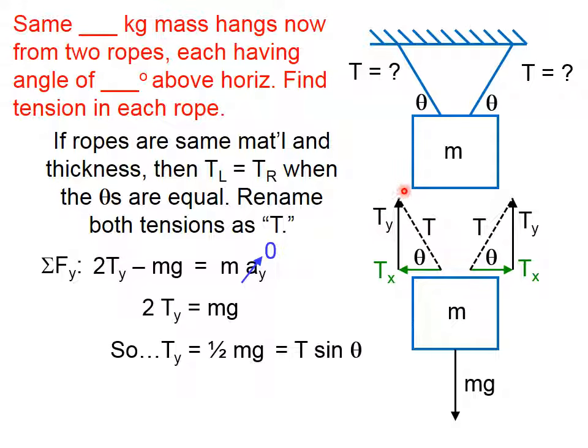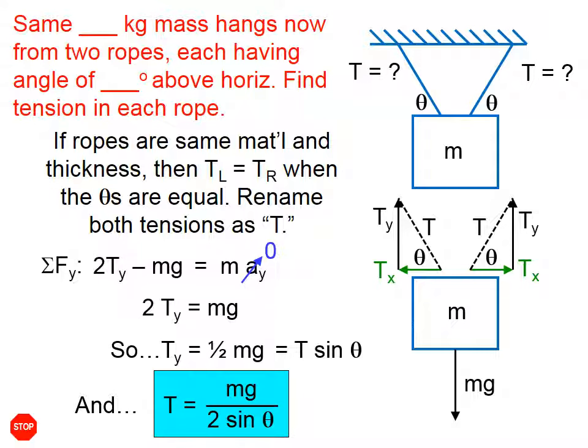If you look at the picture here, T sub y is numerically T times the sine of theta. Well, we know the mass, so if we then divide out by the sine of theta, we get that T is equal to mg over 2 sine theta.